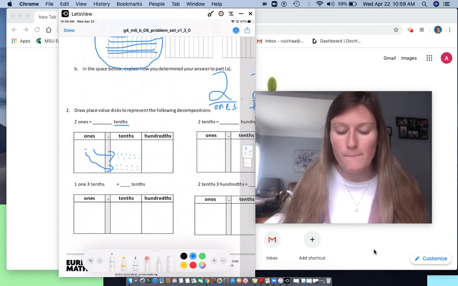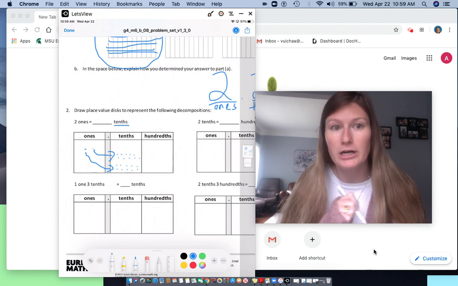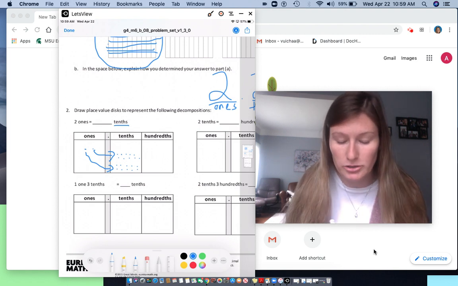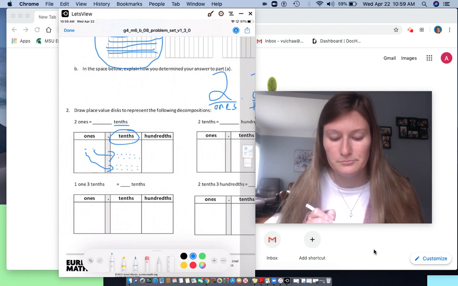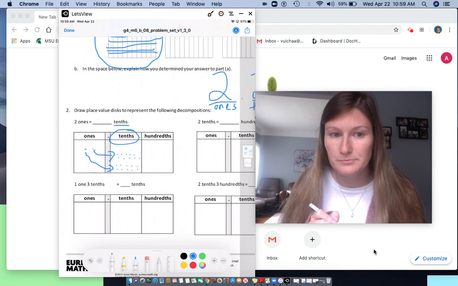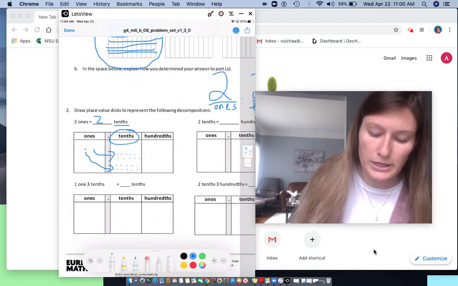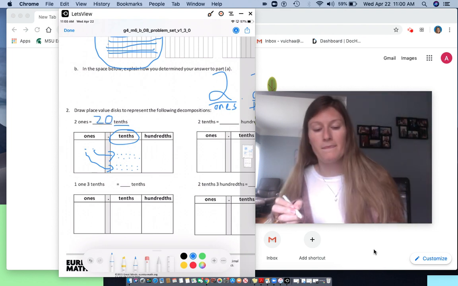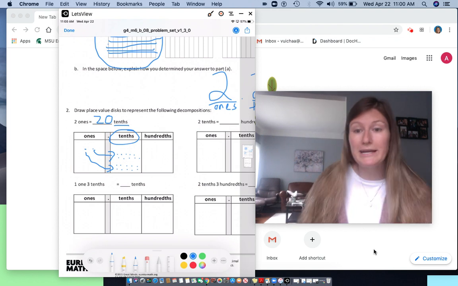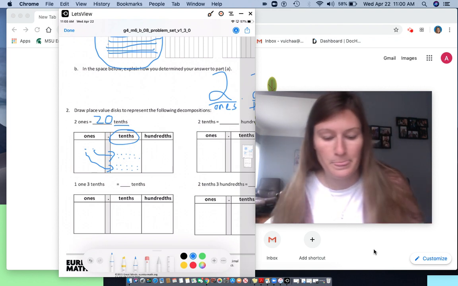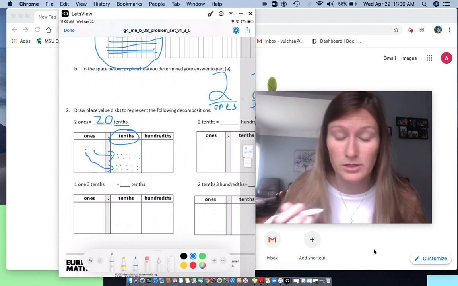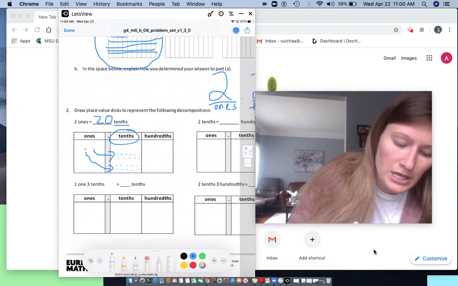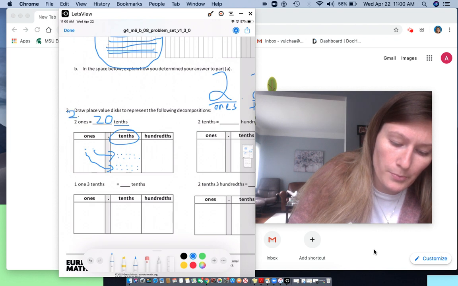Now, how many tenths are in our picture? Take a moment, count all your dots in your tenths place. How many did you get? 20. So 2 ones is 20 tenths, okay? And think about this. How do you write 2 as a decimal? 2 as a decimal is 2.0.